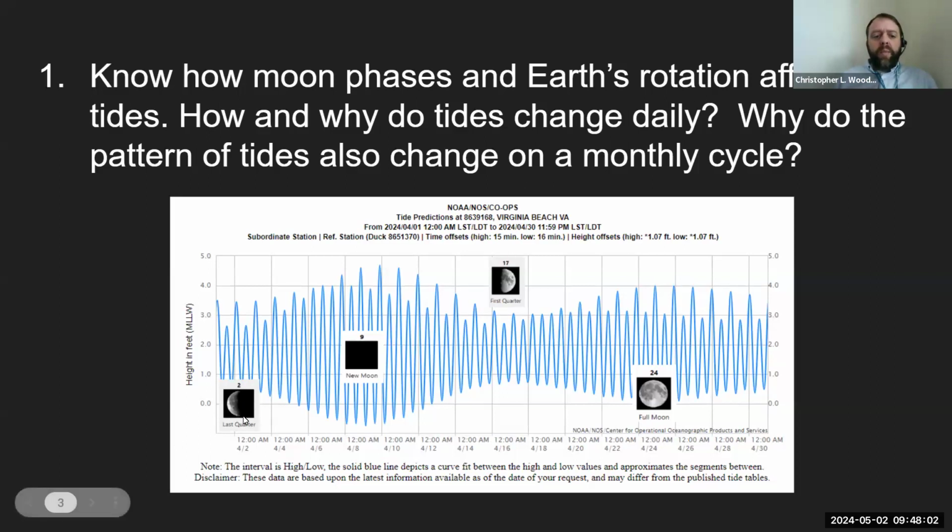So April 2nd was last quarter. You have your neap tide, your right angle alignment, where your high tides aren't quite as high and your low tides aren't quite as low. The new moon on April 9th is your spring tide, highest highs, lowest lows. April 17th, first quarter, again, neap tide, not so high highs, not so low lows. And then finally, again, spring tide, full moon on the 24th, highest highs, lowest lows.